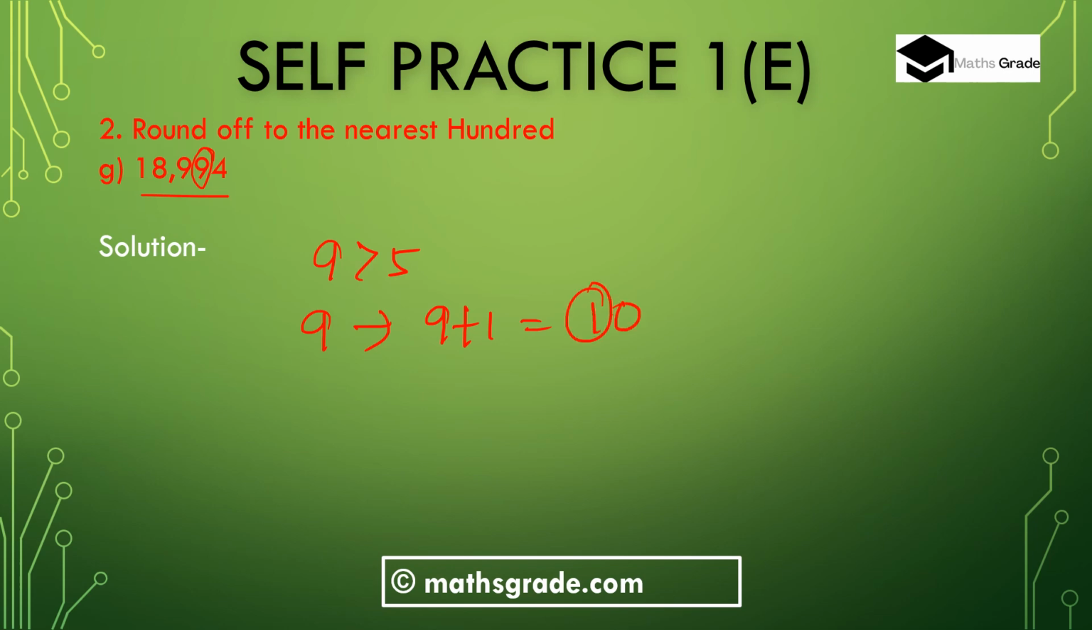So add this carry over 1 with the thousand place digit, that is 8. This 8 changes to 8 plus 1, that is 9, and write down the 10,000 place digit as it is, that is 1, and this 8 changes to 9, and then 0, and the tens place digit 0 and unit place digit 0. So 18,994 rounded up to the nearest hundred will be 19,000.